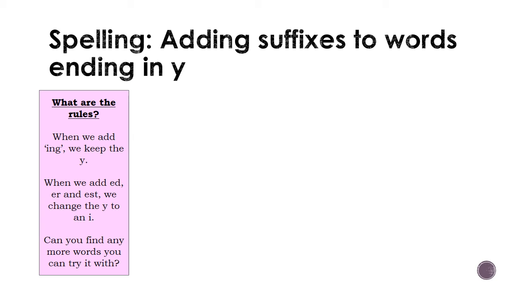In spelling this week, one of the things we've been focusing on is adding suffixes to some root words that end with a Y. And when we add these endings to the words, we can't just keep the Y all the time, so we are learning about a special rule. The rules are that when we add ing to a word, we keep the Y. But when we add ed, er and est, we change the Y to an I.